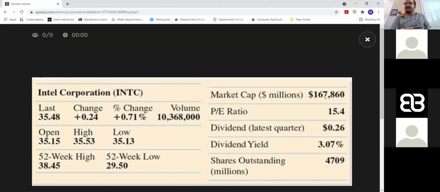Market cap. Oh, man, I think I went over it. I don't remember what it is. P to E ratio, we'll talk about that in a second. Dividends. This is how much they earned in the last quarter. This is the percent that we'll use.